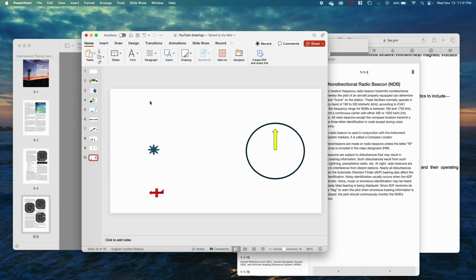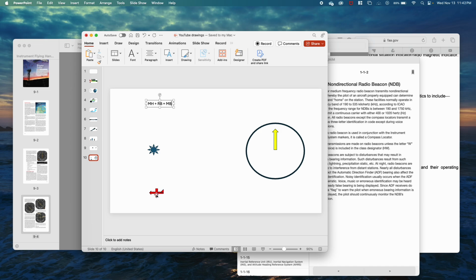So to use a fixed card ADF, we have a little acronym. I call it Mary Had Roast Beef. So Mary had roast beef equals magnetic bearing. So what this means is magnetic heading plus relative bearing equals magnetic bearing. We'll talk about what that means in a sec here.